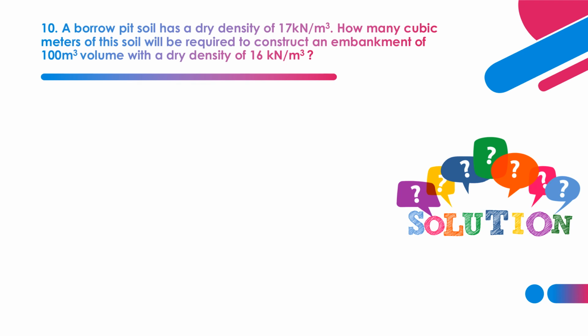For embankment, they have given two data. Like volume of embankment to be achieved is 100 meter cube with a dry density 16 kilonewton per meter cube. We have to find the volume of borrow pit soil that has to be evacuated so that we can construct this embankment with these properties. Now let's see the options. You have to calculate and give the correct answer. Option A 94, option B 106, option C 100, option D 90. So what is the correct volume of soil that has to be evacuated to construct this embankment?